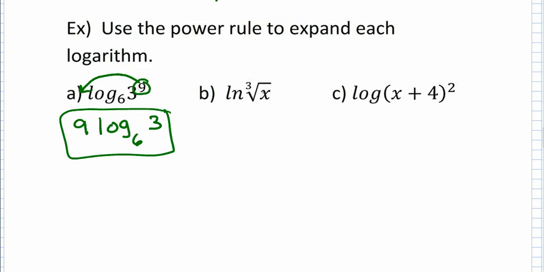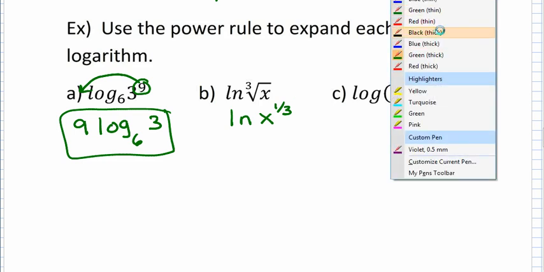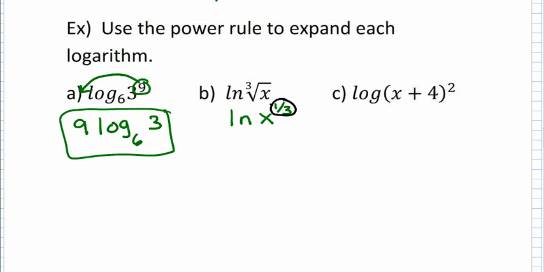If there's a cube root here, remember the first thing you want to do is change this to an exponent. And remember, the cube root of x is the same as x to the 1/3. Then what I will do is I will take this exponent and roll it to the front. So it becomes 1/3 ln of x.